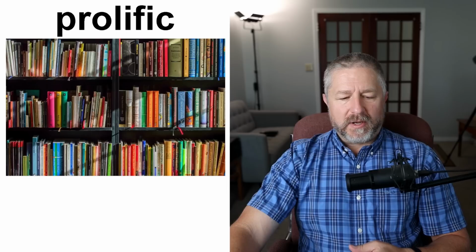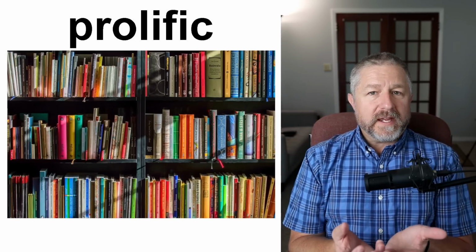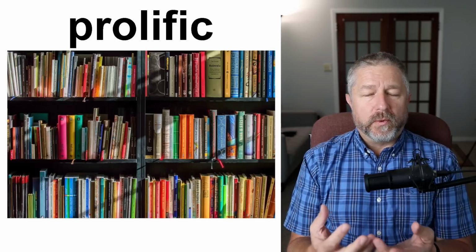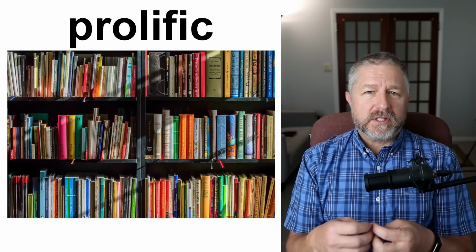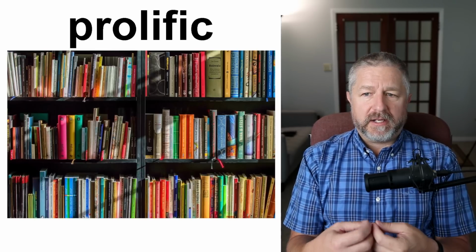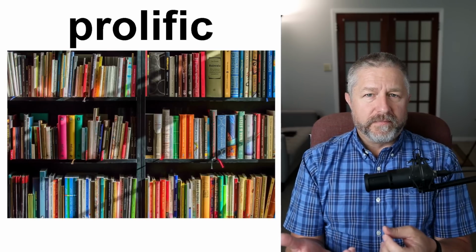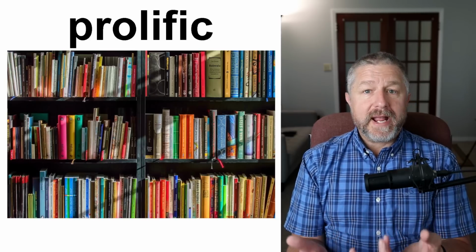Prolific. Sometimes creative people make a lot of things. So a prolific writer would write a lot of stories and would write a lot of books. A prolific artist wouldn't just make one painting a year. They would make 12 or 20 paintings a year. When you are creative and when you are prolific, it means you create or make a lot of things.